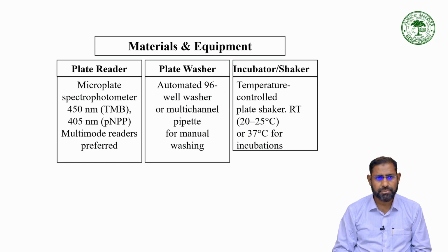Materials and equipment. For the plate reader, we need a microplate spectrophotometer, with two substrates: TMB read at 450 nanometers and pNPP at 405 nanometers. A multi-mode reader is preferred. We need a plate washer, either an automated 96-well plate washer or a multi-channel pipette for manual washing. The incubator and shaker temperature should be controlled, at room temperature, 20, 25, or 37 degrees for incubation of antibody.